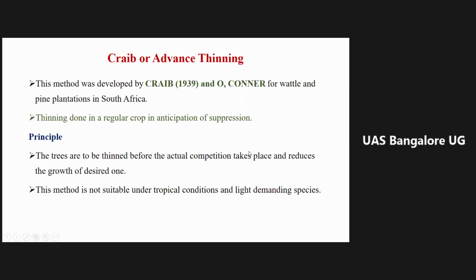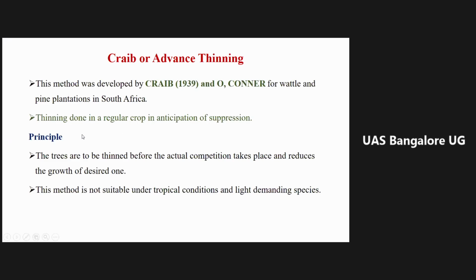Then the last one is Tribe thinning, also called advanced thinning. This method was employed by Tribe and O'Connor for wattle and pine plantations in South Africa. This thinning is mainly done in a regular crop in anticipation of suppression, mainly to reduce the competition.